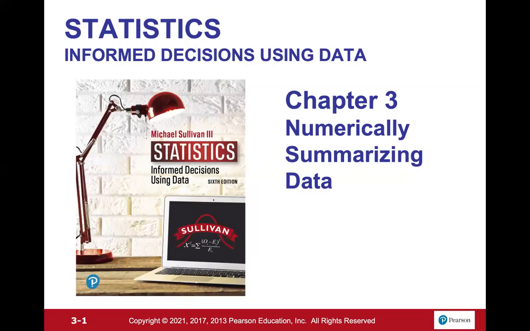Hey guys, so chapter 3, numerically summarizing the data. In chapter 1, we learned how to collect data. Chapter 2, we learned how to organize the data. Now chapter 3 is going to be about actually finding what the data is useful for, like finding the average, finding the spread of the data and all that.